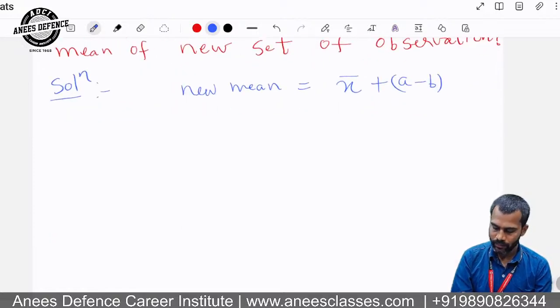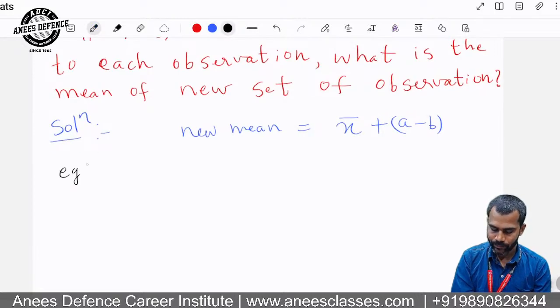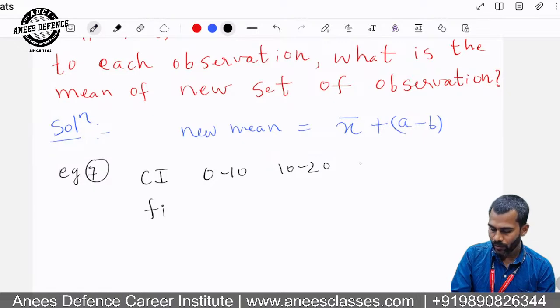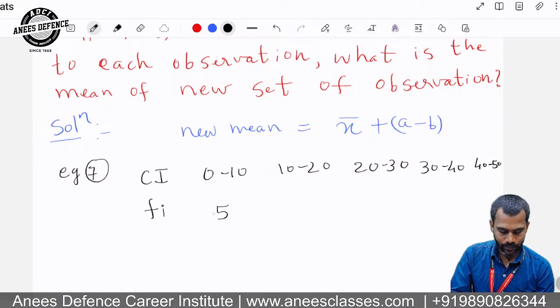Okay. Next, example number 7. We have continuous data. This is class interval and this is frequency. So 0 to 10, 10 to 20, 20 to 30, 30 to 40, and 40 to 50. Fi is 5, 10, 20, 5, 10.